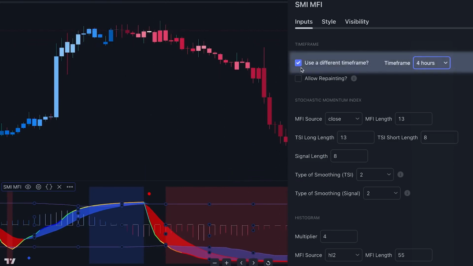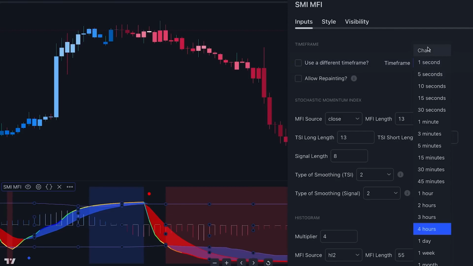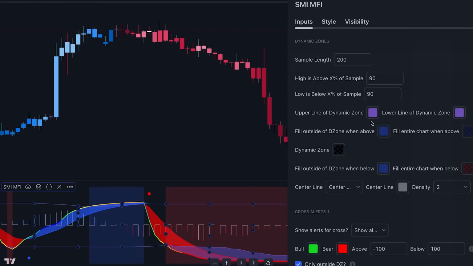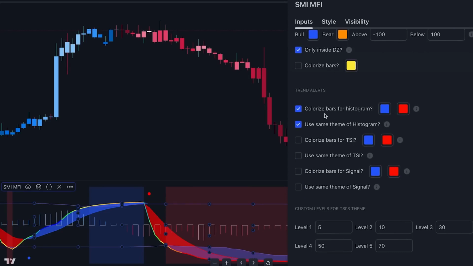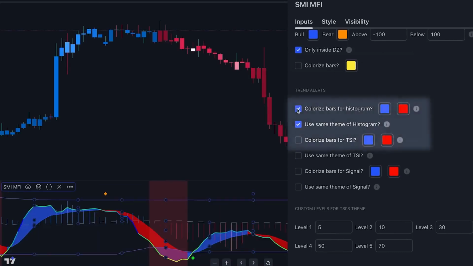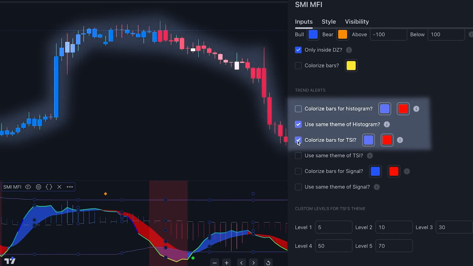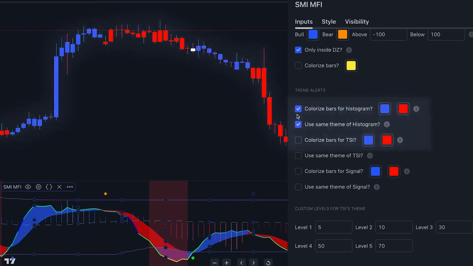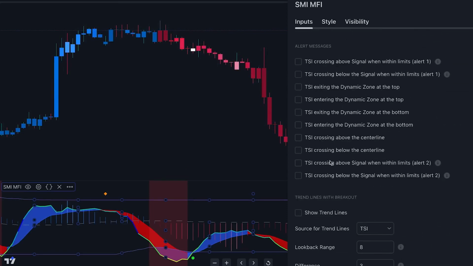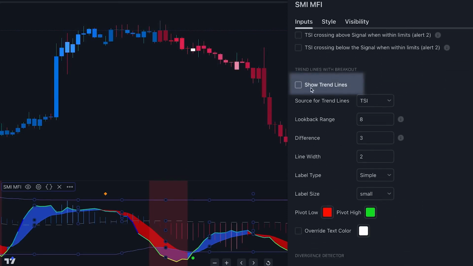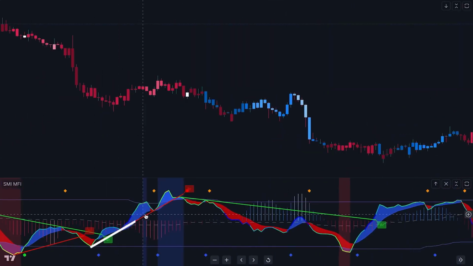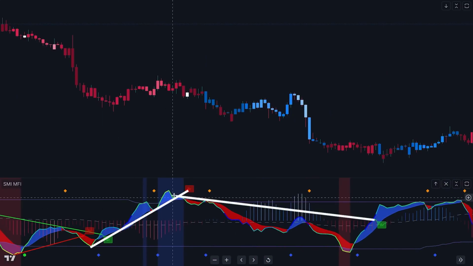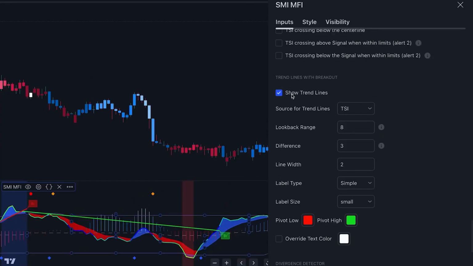We will use the current chart and disable repainting for our testing. Next, scroll all the way down to Trend Alerts. Here we can adjust the candle colors. As you can see, color bars for histogram is on by default, but we can disable that and have the bars colored based on the TSI line or signal line if we wanted. Continuing down to trend line and breakouts, we can see we have options for trend line. When enabled, this option will plot a trend line between the waves of the TS and signal line, which can be useful when using the indicator for trend trading.